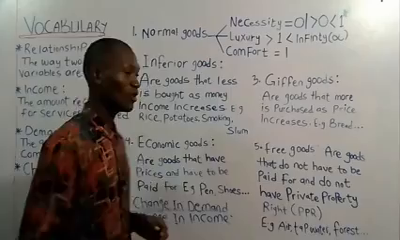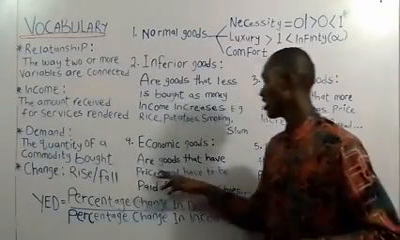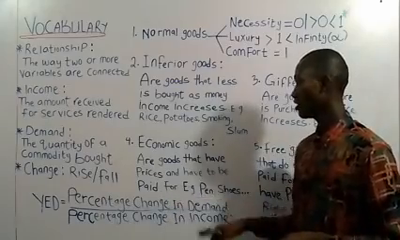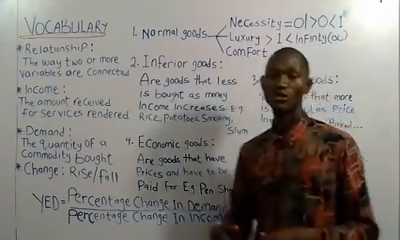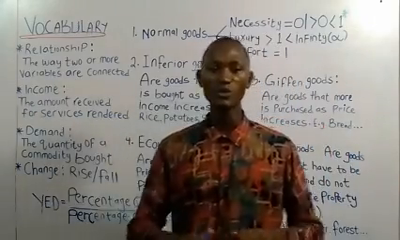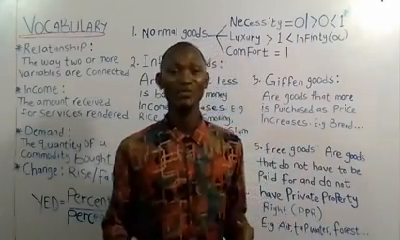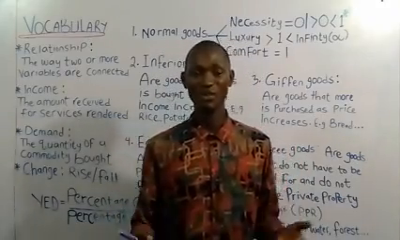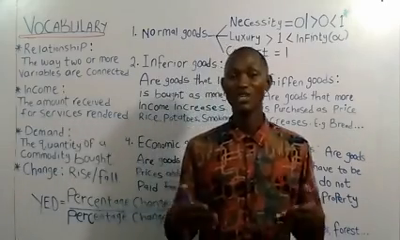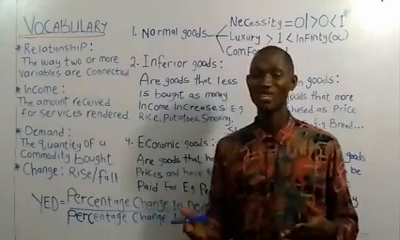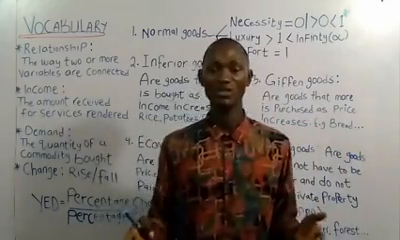Number 4, we have economic goods. Economic goods are goods that have prices and have to be paid for. E.g. pen, shoe, and so on and so forth. Now, in this 21st century, hardly do we have goods that don't have price on them. Almost all goods have prices. And that means almost all goods are economic goods in this 21st century.